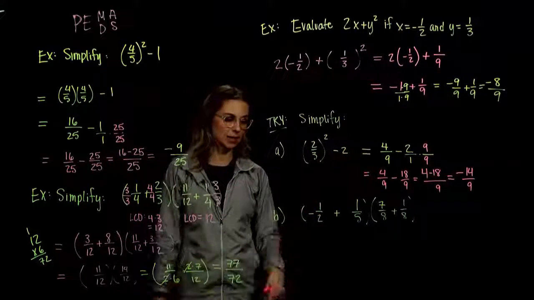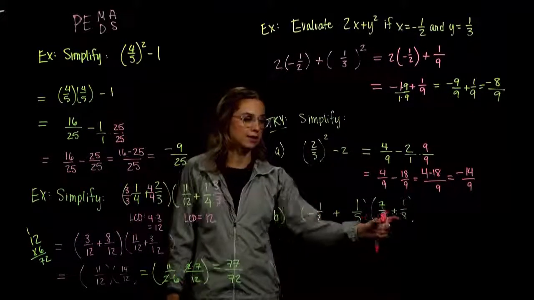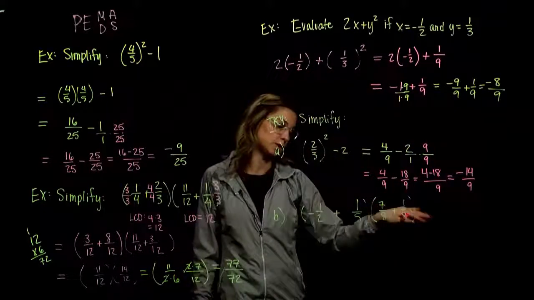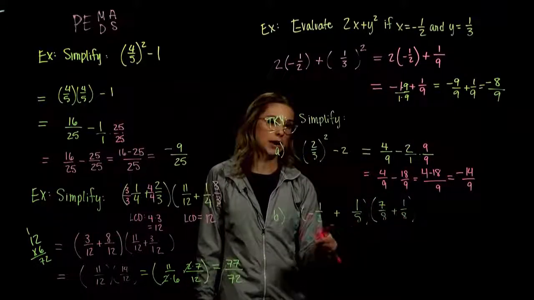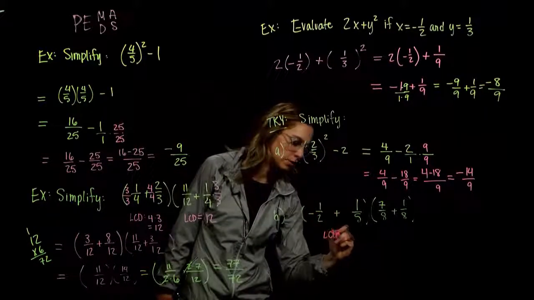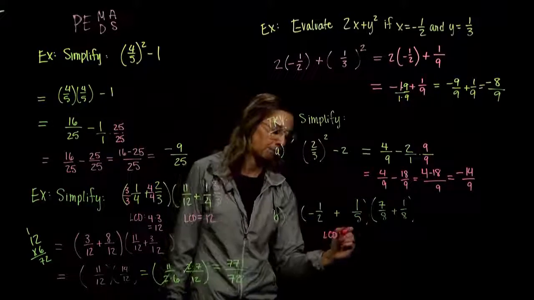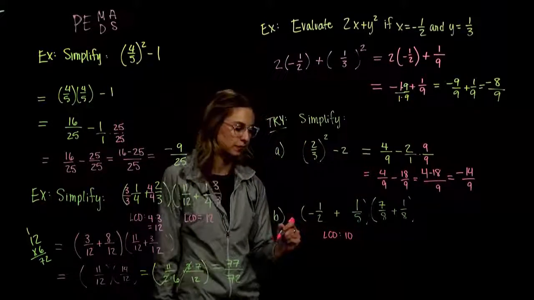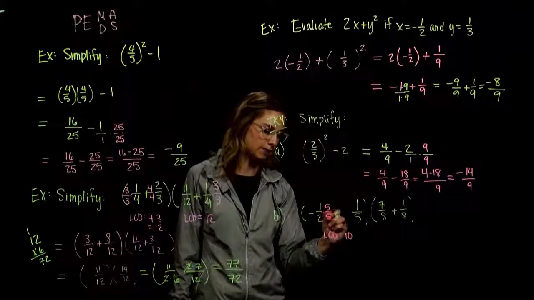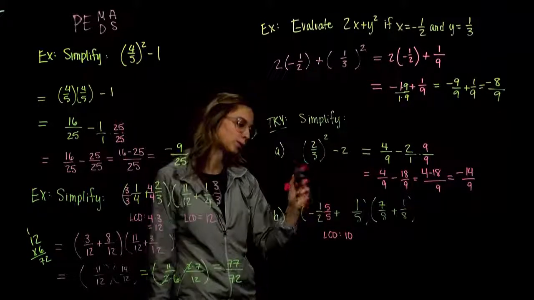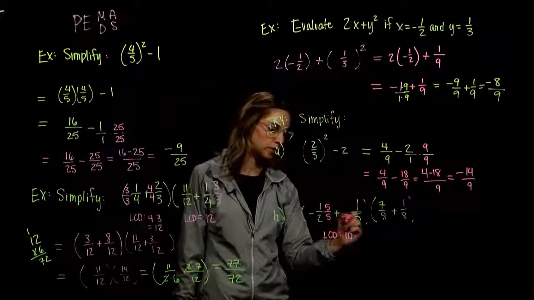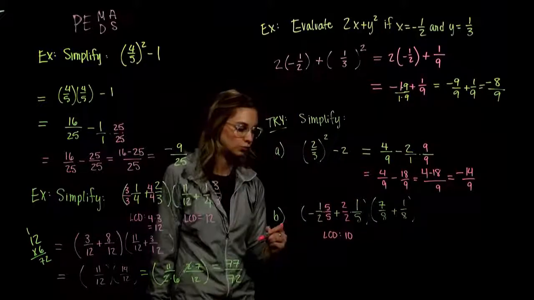And on the inside, we have to combine these fractions together and these fractions together. Now these ones already have common denominators, so that's nice. But these ones do not. So what is the least common denominator between 2 and 5? 10. So to turn 2 into 10, we have to multiply by 5. And whatever we do to the bottom, we have to do to the top. And to turn 5 into 10, we have to multiply by 2.